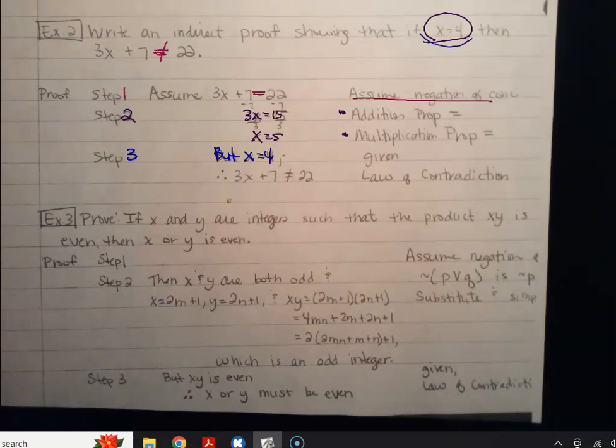That's what they showed us. But x equals 4, therefore 3x plus 7 is not equal to 22. And the reason for that is the law of contradiction. We had the given statement, x equals 4, and then the law of contradiction. The only way that 3x plus 7 equals 22 is if x equals 5. But it doesn't. It equals 4. So therefore, 3x plus 7 is, in fact, not equal to 22.